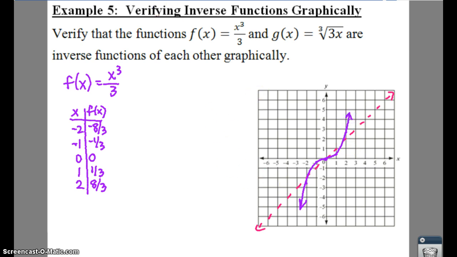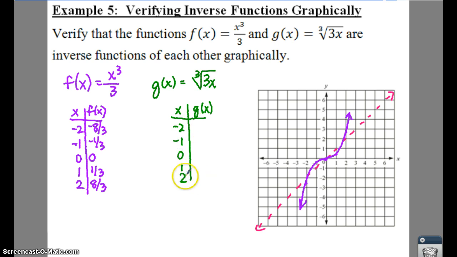Now let's graph our other function, g of x. g of x is the third root of 3 to the x. If we plug these into a table, you have x and g of x, and I'm still going to plug in the same values of -2, -1, 0, 1, and 2. You plug a 0 in, well, 3 times 0 is 0. The third root of 0 is 0. So we have a point right here. Ooh, you got one in common. Plug a 1 in, you get a 3.